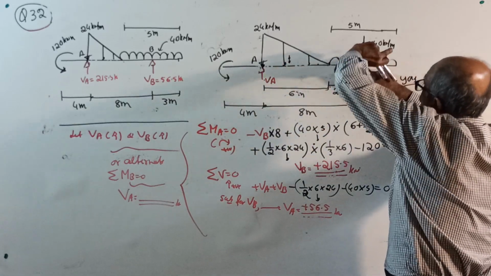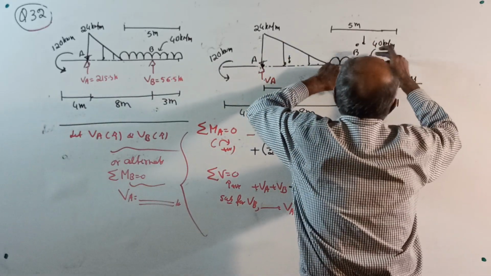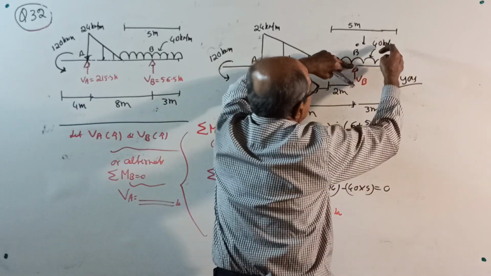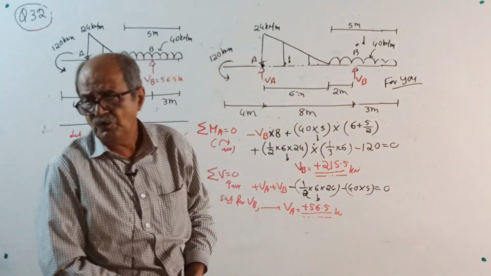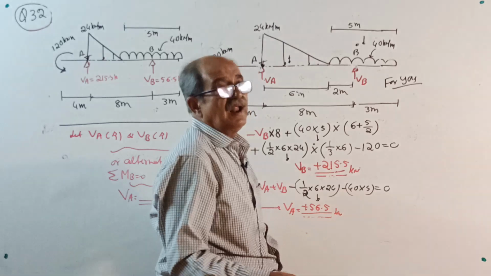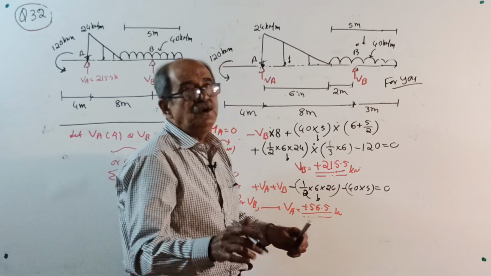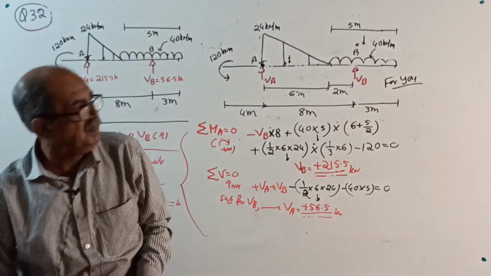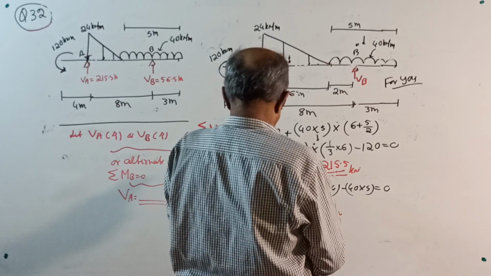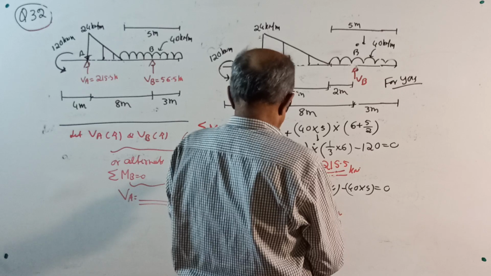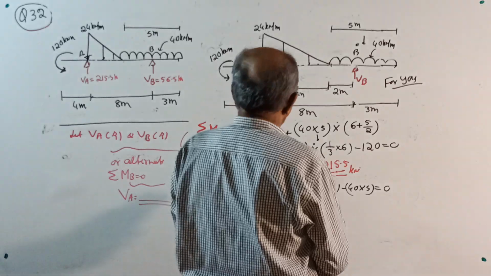This UDL will produce anti-clockwise: minus 40 into 2 into 2 by 2. This UDL will produce clockwise: plus 40 into 3 into 3 by 2 equal to 0. You get the value of VA. Or, in the earlier class I told you something: you can take the full UDL. If you can do it, do it. Your VA will come. If you take moment about B, minus 120 plus half into 6 into 24.